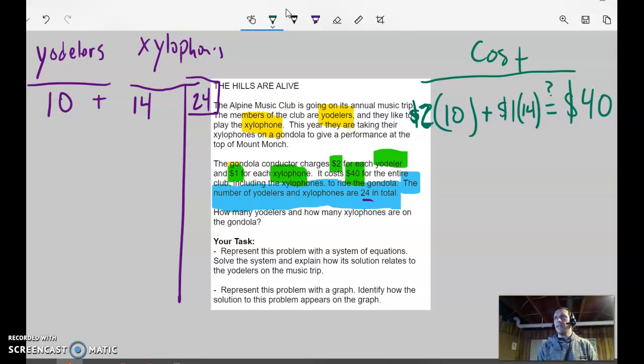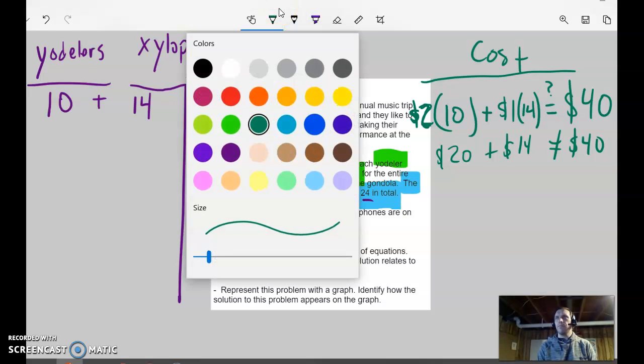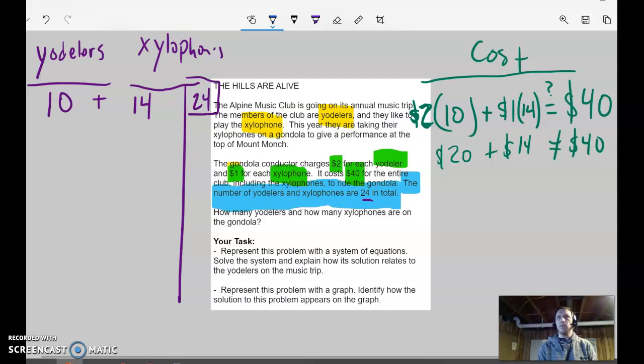Well, 2 times 10 is $20. 1 times 14 is $14. Nope, that does not equal $40. But you know what? We're not guessing to get the right answer. We could get the right answer, but we're not really guessing to get the right answer. All right, we're going to guess one more time here. So let's make guess number 2. We're going to make this one blue. So that was $34, so probably need more.